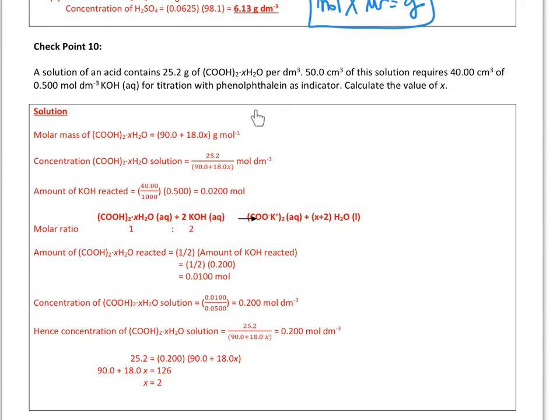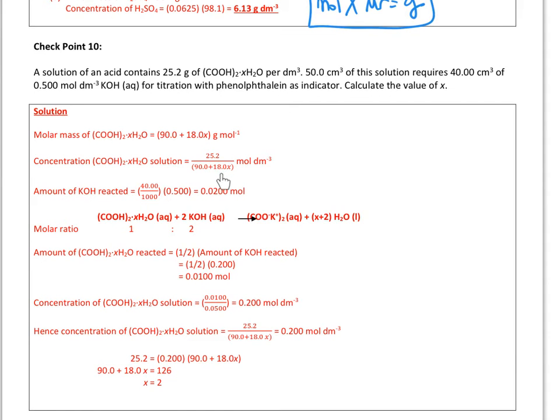So what I do is I find out the molar mass, it will be 90, which is here, plus 18x, because this dot here represents plus. This H2O is 18, so 18 times x. I want to find the concentration. I do know the mass, so I take the 25.2 divided by the total molecular weight.